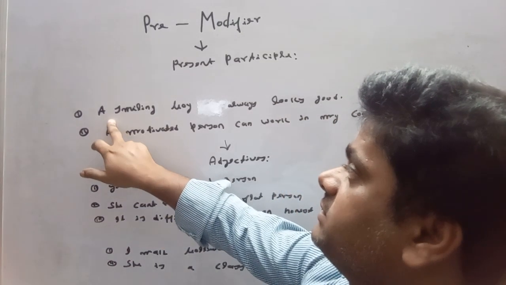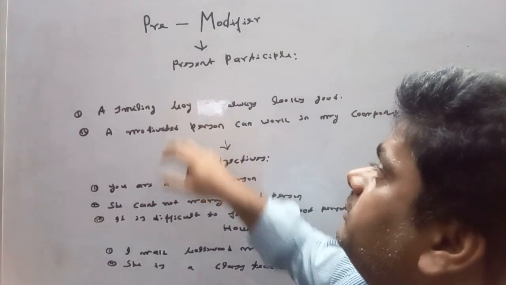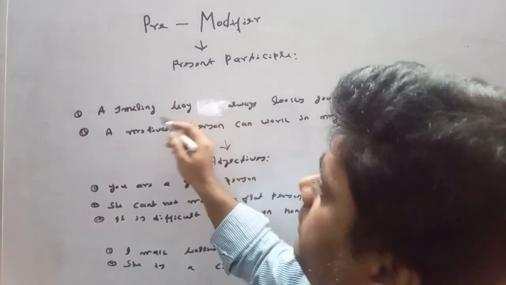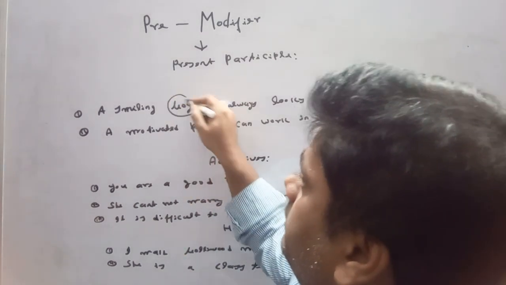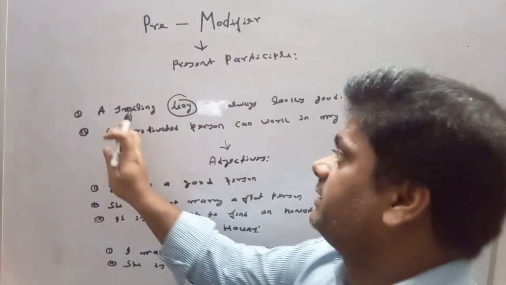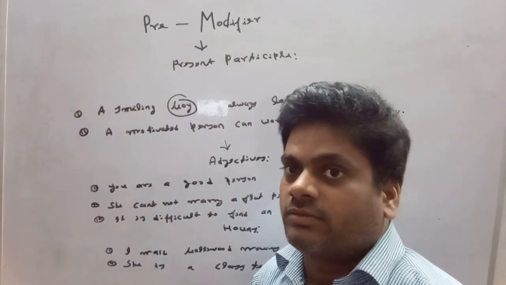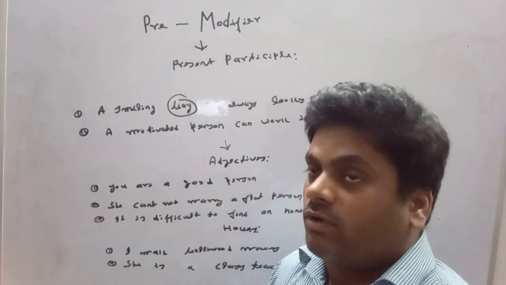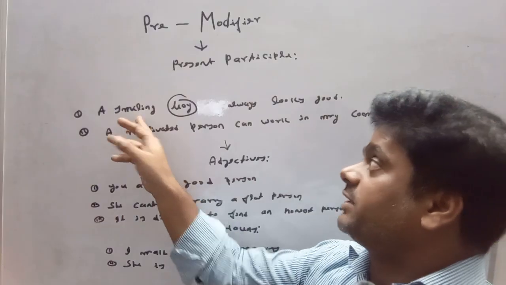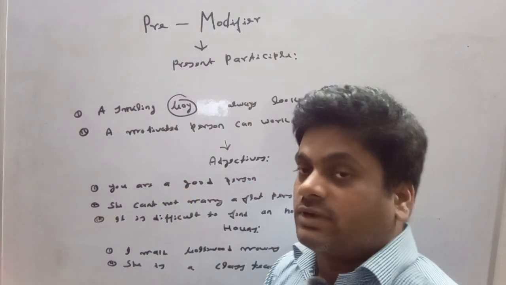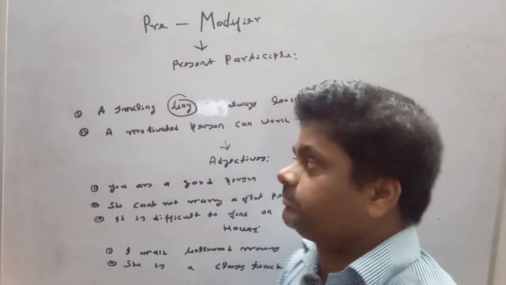In the first sentence, a smiling boy. Boy is a noun that is being modified by smiling. Smiling is a verb form, it is a present participle, and it is working as a pre-modifier.